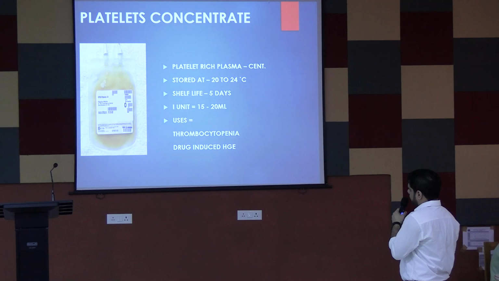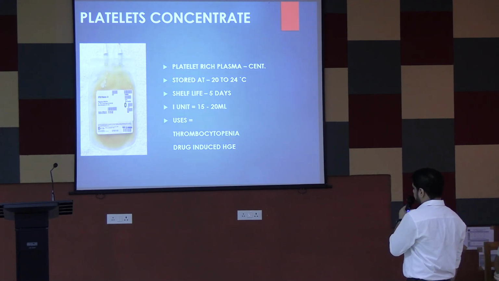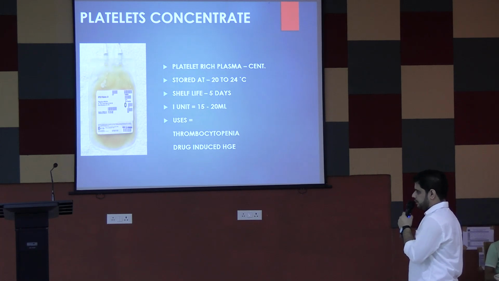Platelet concentrate: platelet-rich plasma concentrate stored at 20 to 24 degrees centigrade. Shelf life 5 days, 1 unit 15 to 20 ml. Uses: thrombocytopenia, drug induced.